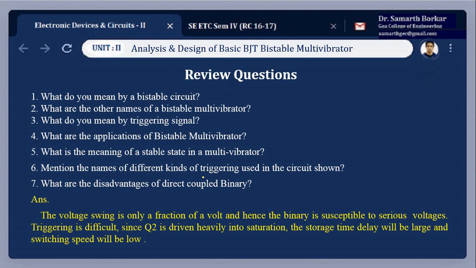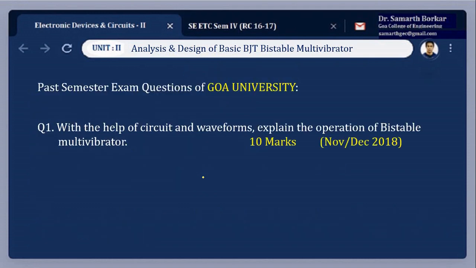By triggering pulses at equal intervals, and it can be used as a frequency divider. So these are some of the review questions for you all. In the past semester exam question papers of Goa University, a question has been asked on this: with the help of circuit and waveforms, explain the operation of the bistable multivibrator. So you start with the definition, circuit diagram, construction. You have to stress the waveforms, particularly here, and the operation. It was asked for 10 marks.